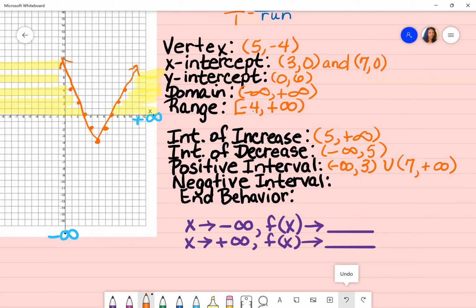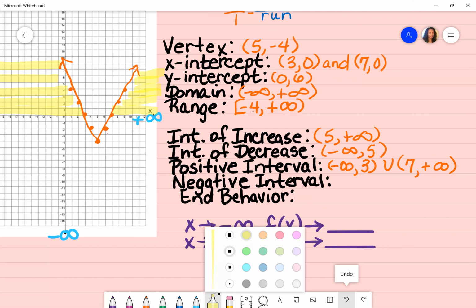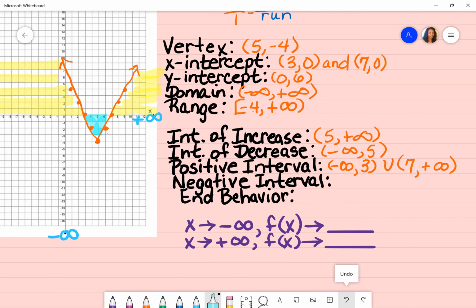Now for my negative intervals. Try to use a different color here. This little portion that's under my x-axis is going to be between my x-intercepts, 3 to 7. My end behavior, I'm looking at what's going on with those arrows. Are they going up towards positive infinity for y or down towards negative infinity? They're both going up. So positive infinity for both of these blanks.